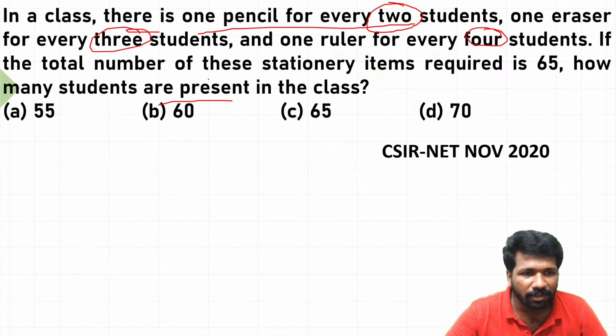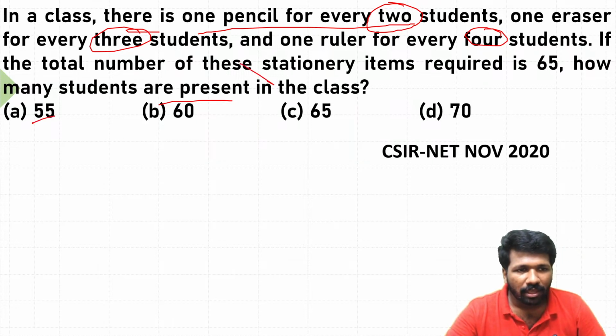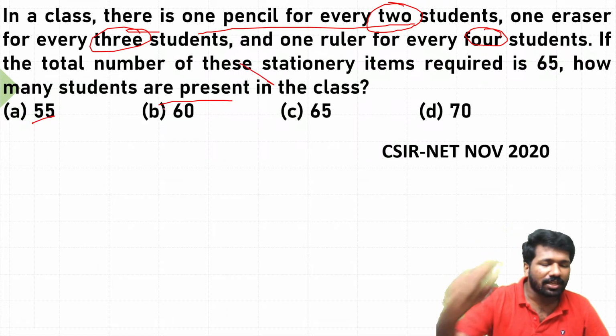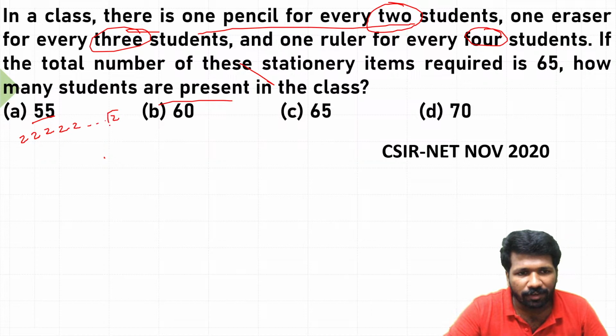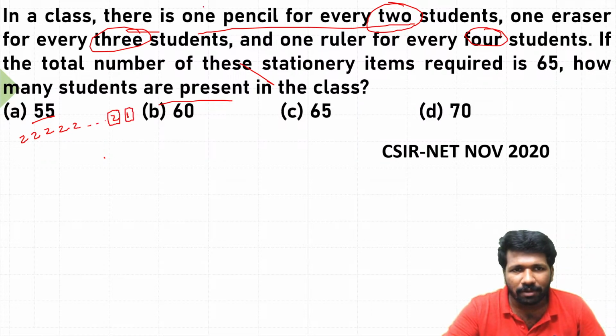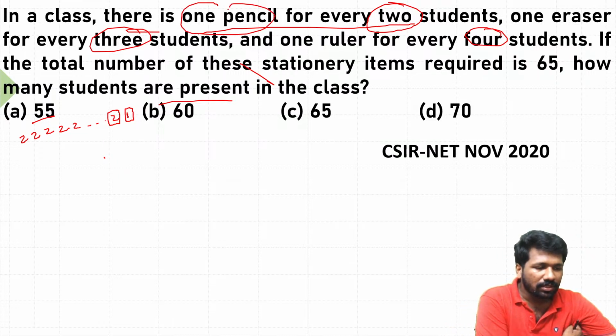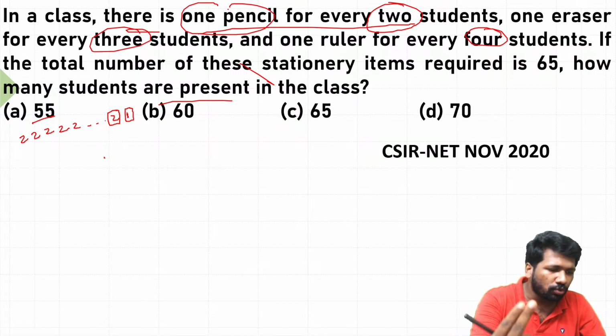If it was say 55, what is the problem? Every 2 students should be given one single pencil. That means first 2 students, second 2 students, third 2 students. Likewise, 54 will be reached, but after that one student is left. To that student one pencil cannot be given because for every 2 students, 1 pencil.